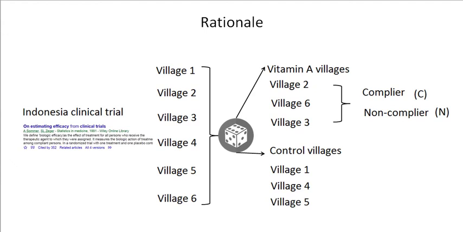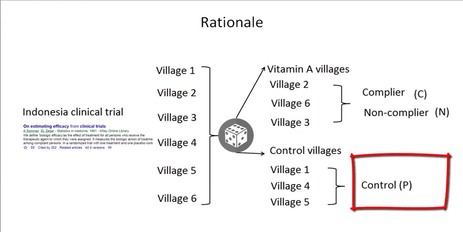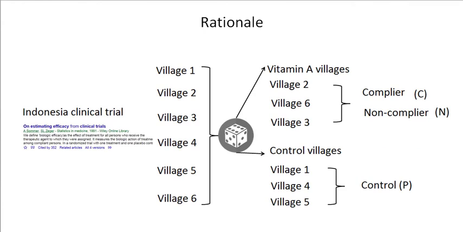On the other hand, vitamin A was not available for the control villages, and therefore none of the children from the control villages got vitamin A. So the non-compliance was only happening to some of the children in the vitamin A villages. For simplicity, we will just assume a child in the vitamin A group either takes vitamin A or does not.